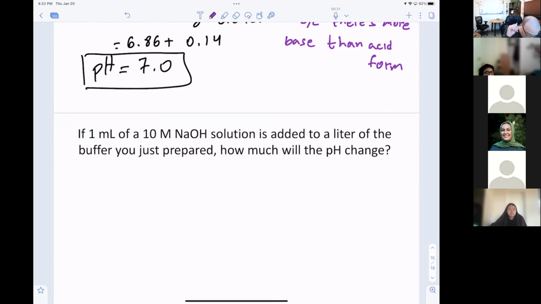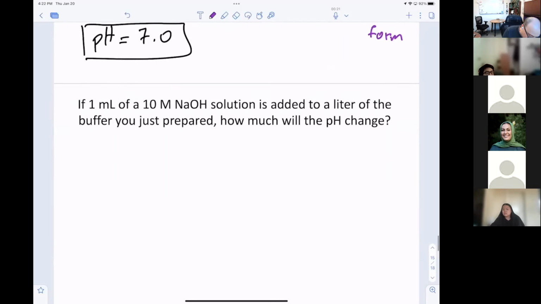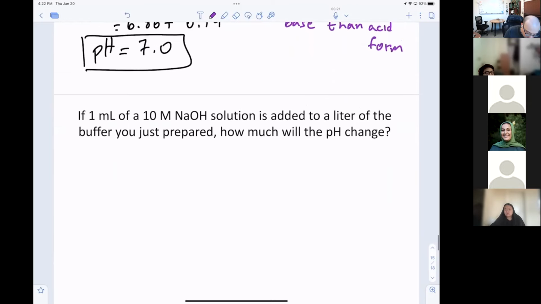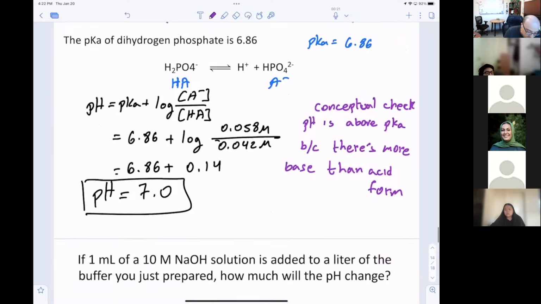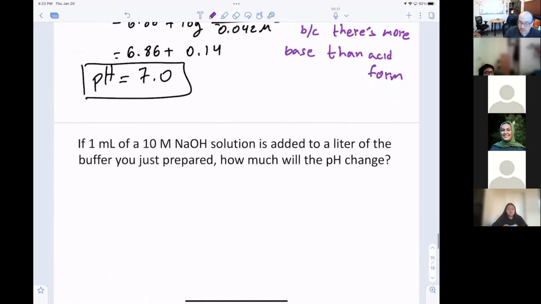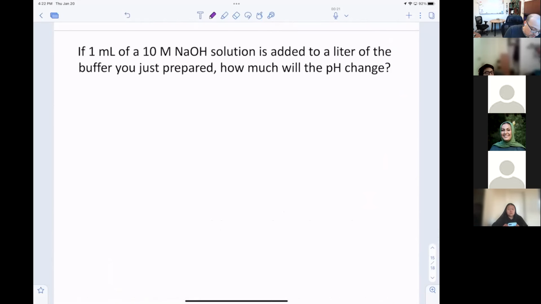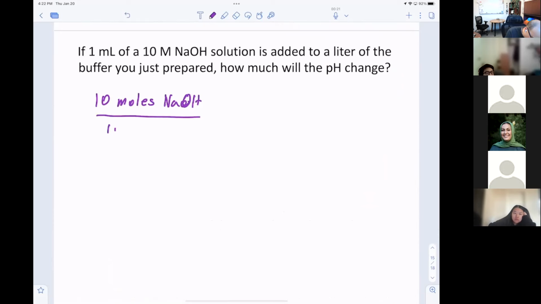So let's start with solving this. The first example that we got here was in molars, and sometimes we like to talk in moles when we do this type of solution. So I'm going to try to convert that into moles. First of all, what is 10 molar NaOH? 10 molar NaOH is 10 moles of NaOH in 1000 mL.